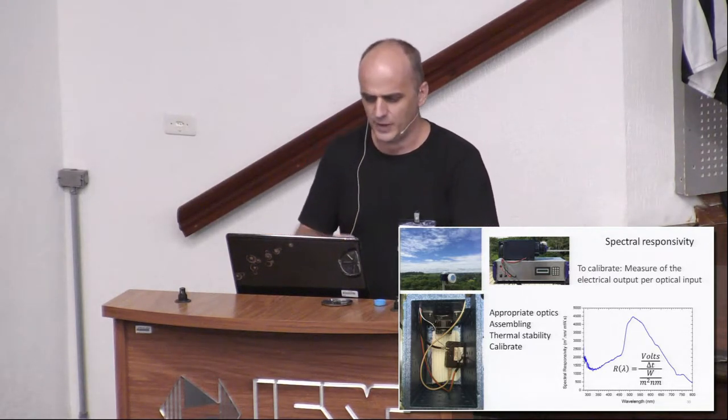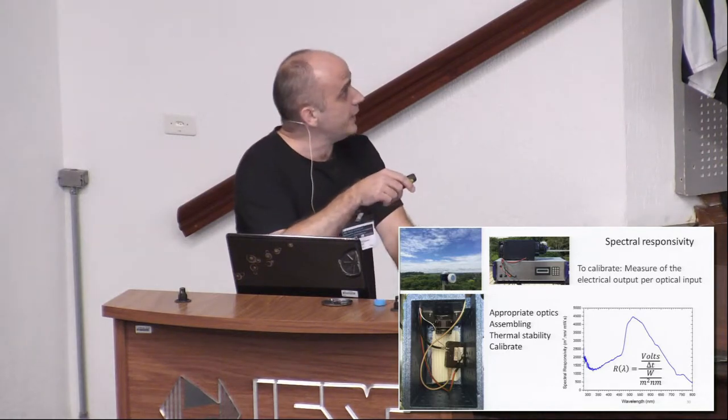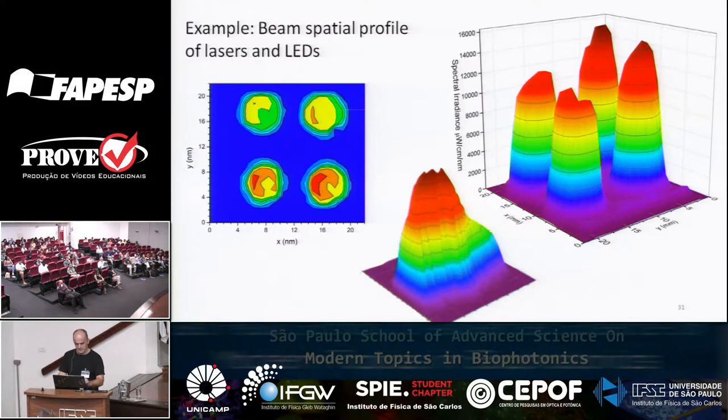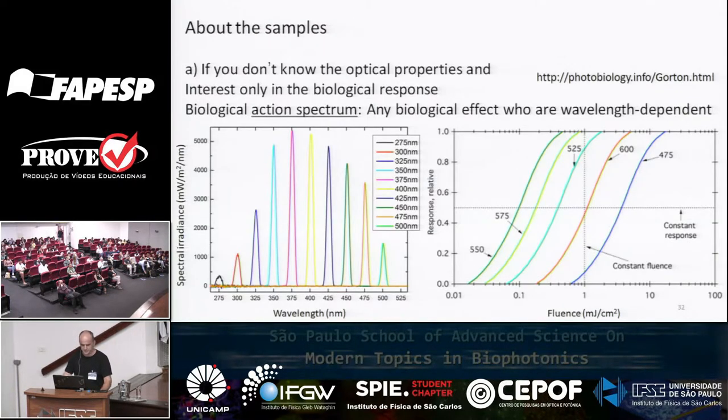After calibrating, what is the calibration? Here is a picture from calibration. You are measuring the spectral responsivity, which relates the electrical output to an optical input. That is the spectral responsivity, and here is the meaning of this quantity. What you want is a stable value of spectral dosimetry, and you don't want noise, because noise means that you have noise in your measurement. Of course, you need your beam profile. This is the easy part.